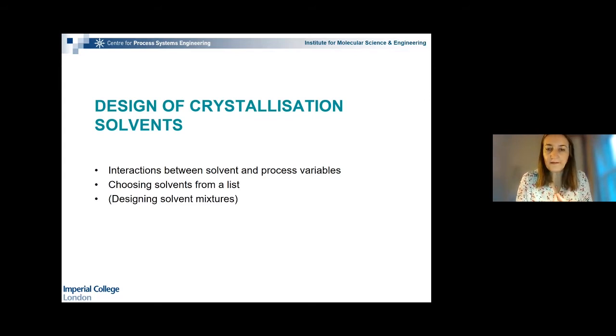What I want to do as a last example is to look at crystallization solvents, which I know is of interest to many people at the Bernal Center. And so we are interested here in the interactions between the solvent and process variables. Once again, we're going to choose solvents from the list rather than building them like Lego in this case. And we do design solvent mixtures, but I won't be showing you an example of that in this particular case. What I want to explore, though, is the role of solvent and the impact of solvent on shape.